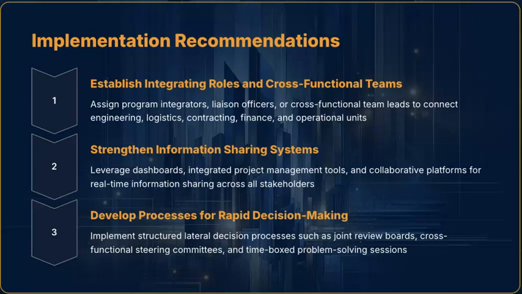So, recommendations. First, we should establish integrating roles in cross-functional teams. We can assign program integrators or liaison officers to represent and connect each functional area. Second, we should strengthen information sharing systems. We can leverage dashboards, integrated project management tools, and collaborative platforms for real-time updates. And lastly, we should develop processes for rapid decision making. We can implement structured lateral decision processes, such as joint review boards, cross-functional committees, and time-boxed problem solving.